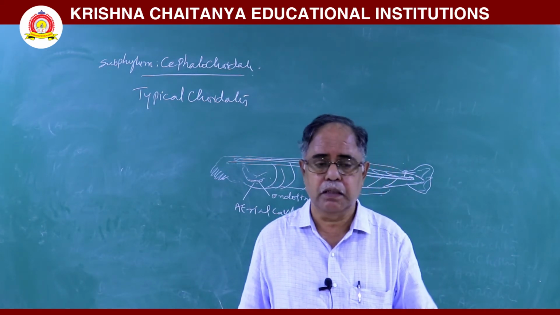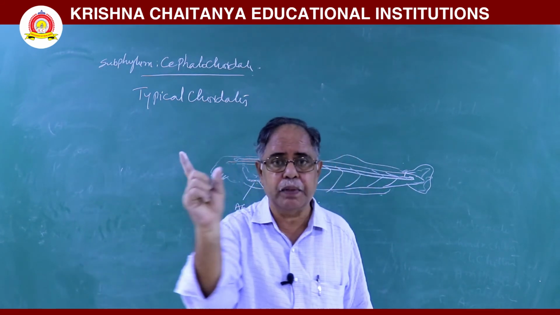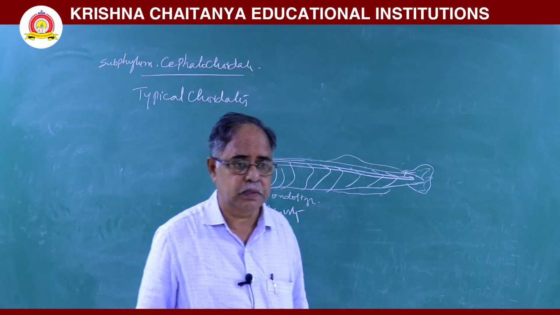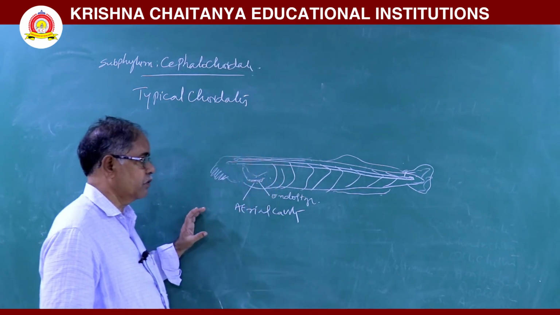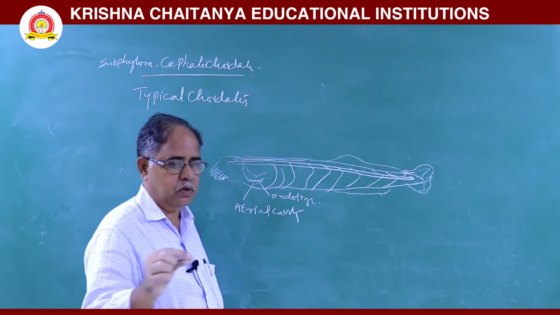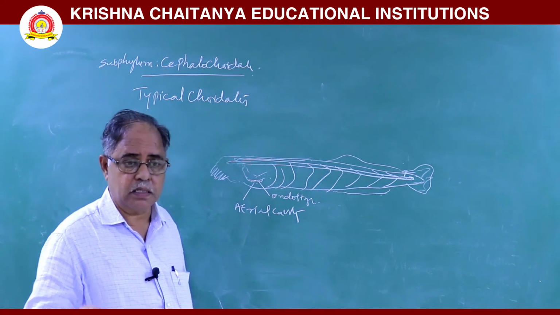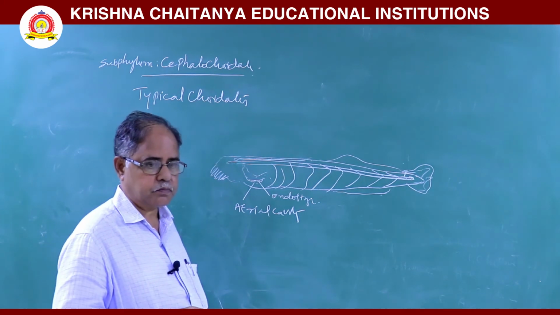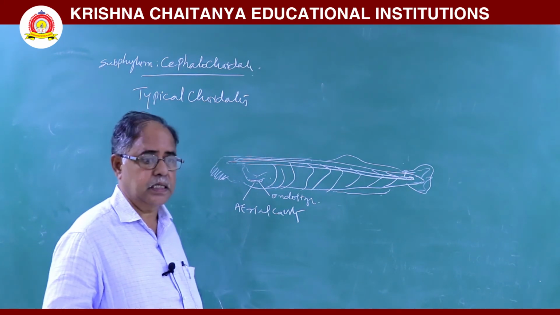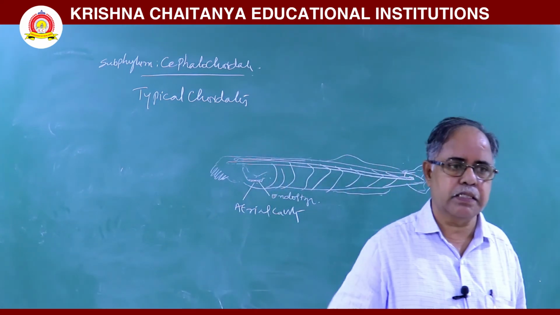Next, in this animal, a closed type of circulatory system is there. That means the blood flows in the blood vessels only. But in Ascidian Urochordata, an open type of circulatory system is there. But in Cephalochordates, a closed type of blood vascular system is there. The blood flows in the blood vessels only. But in this circulatory system, the heart is absent. Next, blood cells are absent. Next, respiratory pigment is absent.